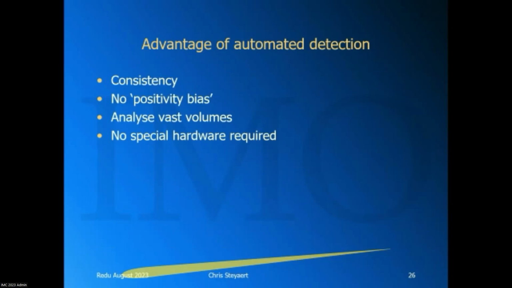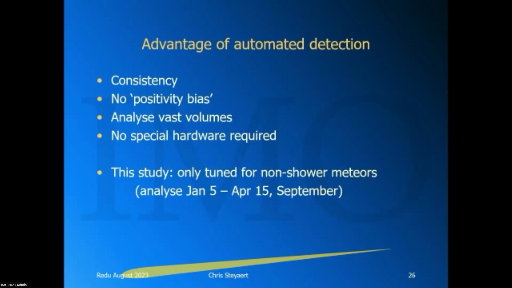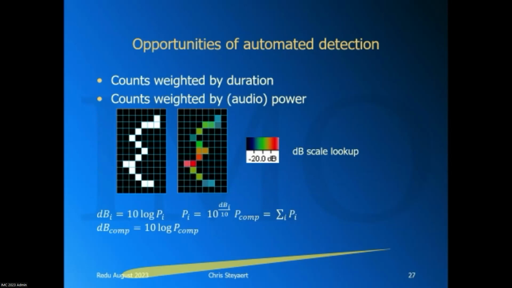And the advantage, of course, is that you have a very consistent method. It's pretty fast. There's not much hardware needed. And that's good enough for analyzing mainly the sporadics during the calm period outside the streams. I have not made a claim about detecting streams. You can also do other types of things to weigh that properly.